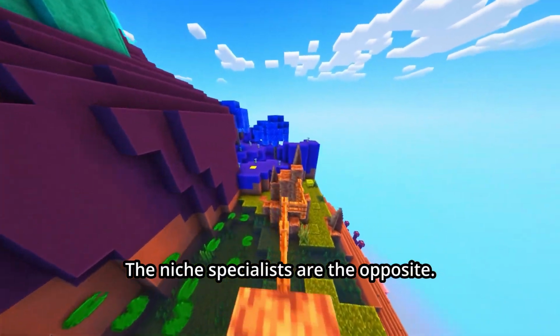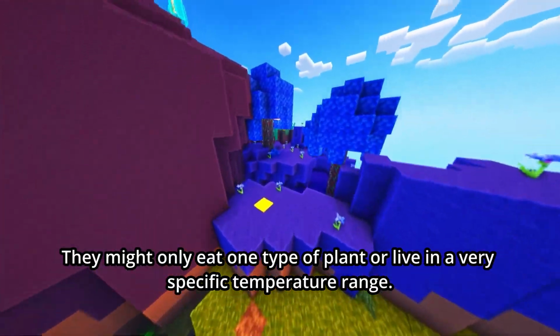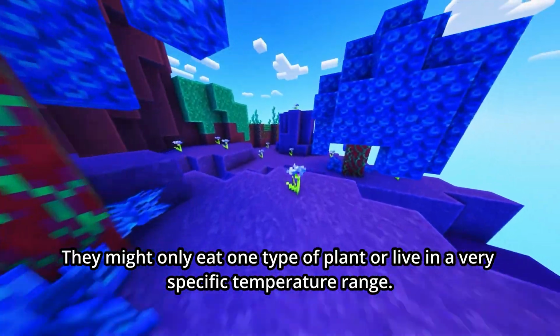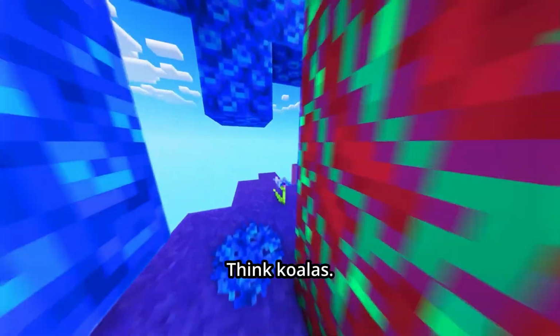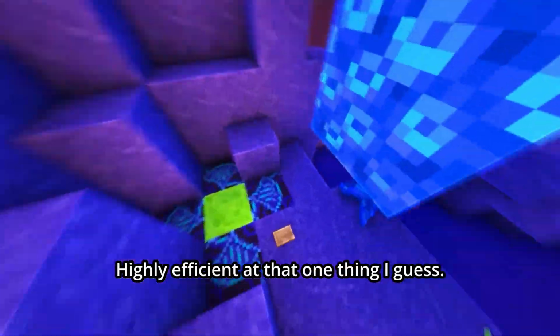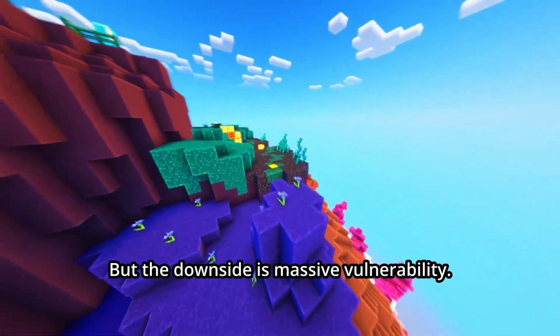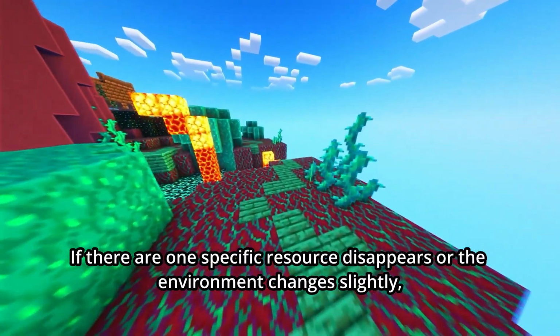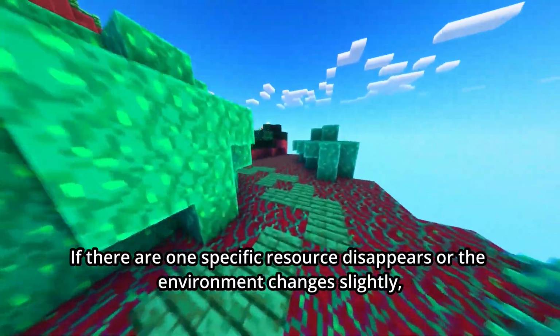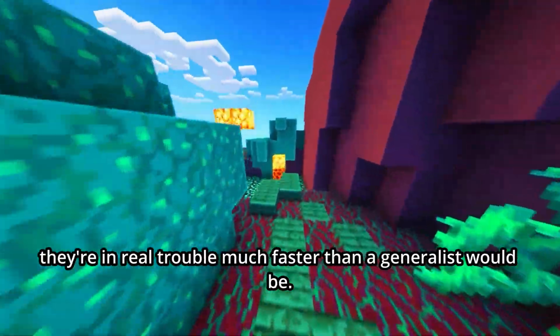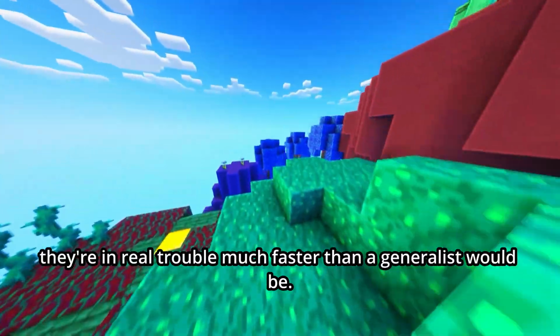Niche specialists are the opposite. Very narrow niche. They might only eat one type of plant or live in a very specific temperature range. Think koalas and eucalyptus. Highly efficient at that one thing, I guess. Super efficient. But the downside is massive vulnerability. If their one specific resource disappears or the environment changes slightly, they're in real trouble, much faster than a generalist would be. Okay, got it.